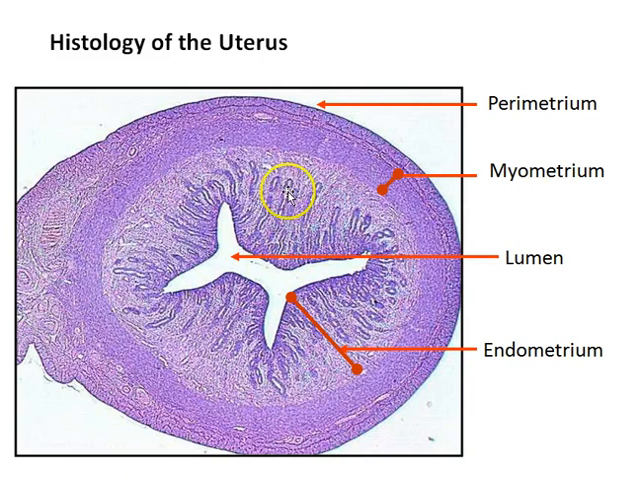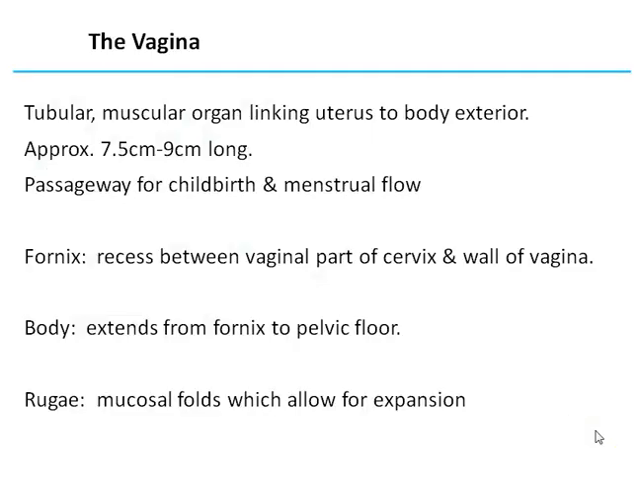When you look at the endometrium, you can see these lines. They are glands, uterine glands. They provide secretions that will help support and nurture an embryo should it implant in this structure. The final structure of the internal genitalia of the female that I'll consider is the vagina.